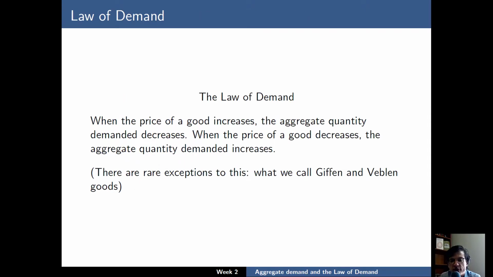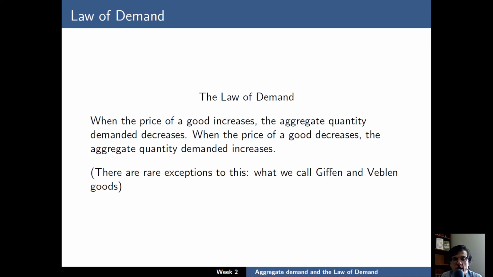So that leads us to an important finding in economics, which is the law of demand. When the price of a good increases, the aggregate quantity demanded decreases. Conversely, when the price of a good decreases, the aggregate quantity demanded increases. Now, there are some rare exceptions to this, what we call Giffen and Veblen goods, and feel free to look those up if you want to know what those are. We talk a little bit more about those in micro theory, our intermediate micro class. But we're going to say that almost every good follows the law of demand. If the price goes down, the aggregate quantity demanded will go up. If the price goes up, the aggregate quantity demanded will go down.